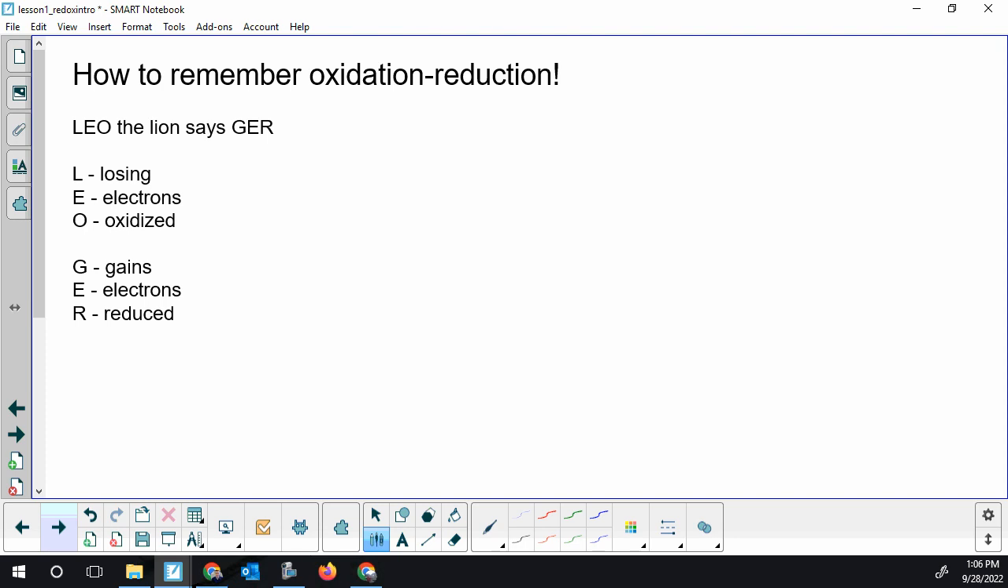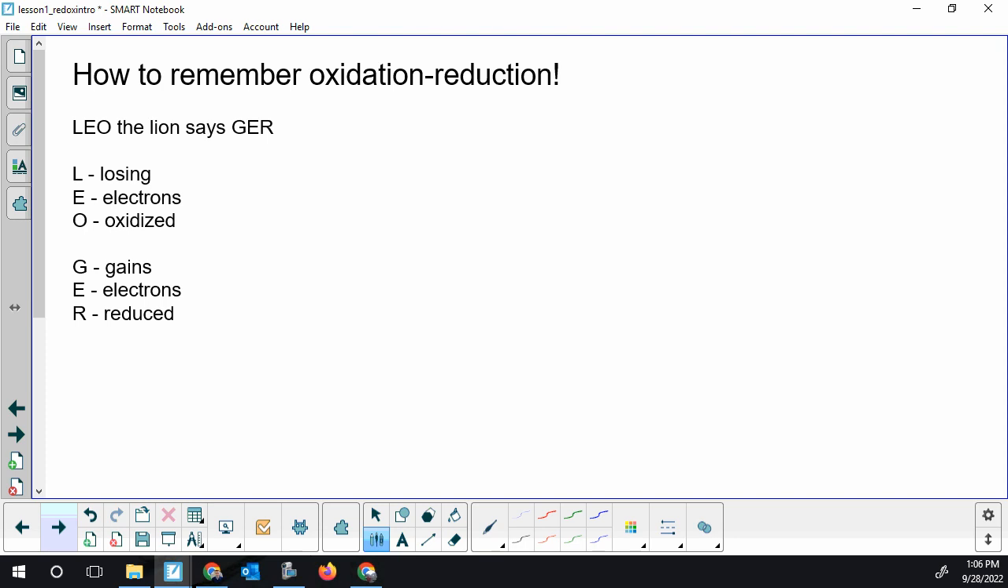Okay, so how to remember oxidation reduction? Remember what Leo says. Losing electrons oxidized, gaining electrons reduced. You wouldn't believe how many times I say this in my head while I'm teaching to make sure I keep things clear, because I have to have this clear instantly so I can talk about it.